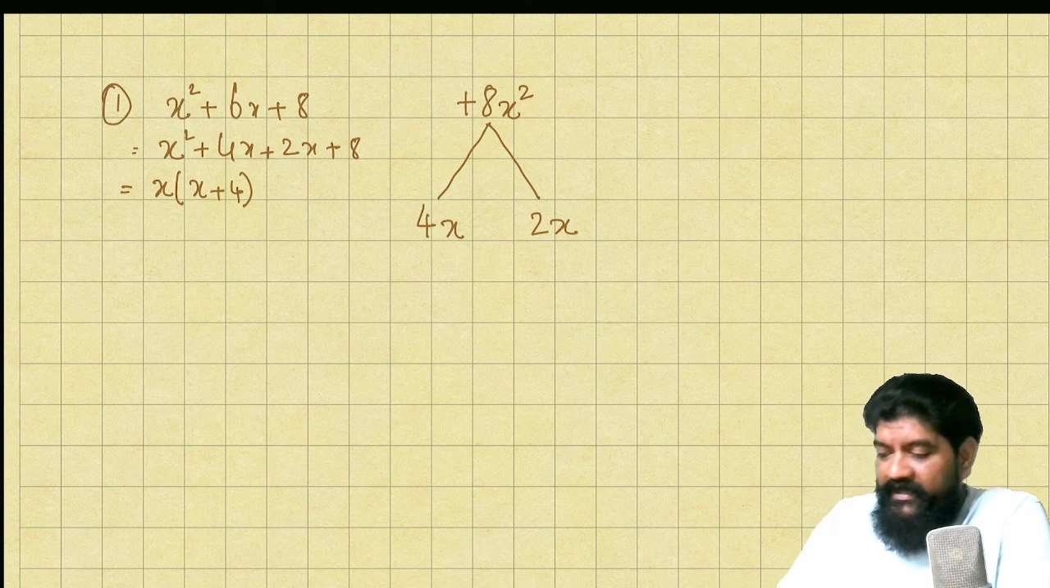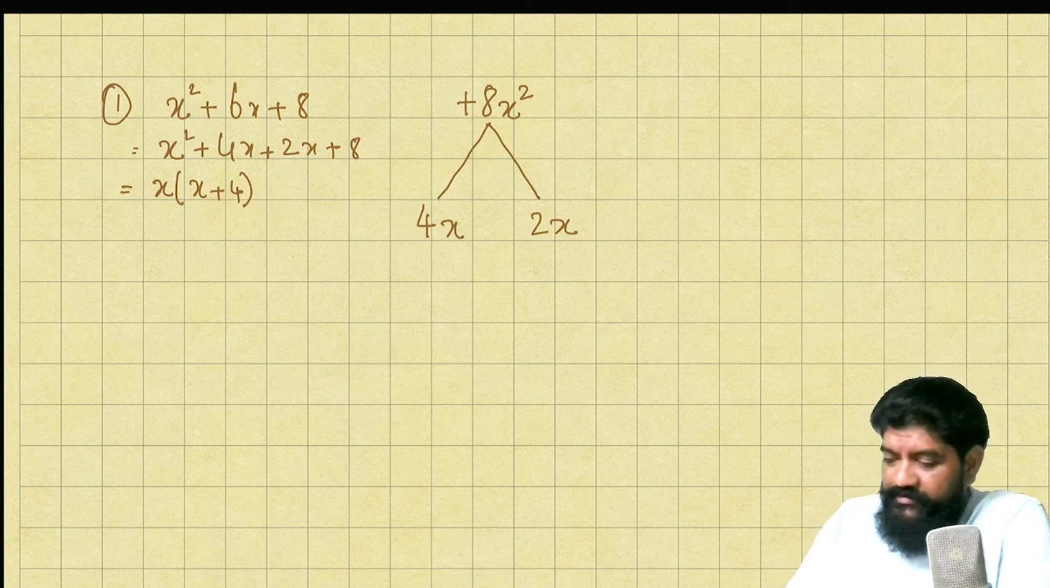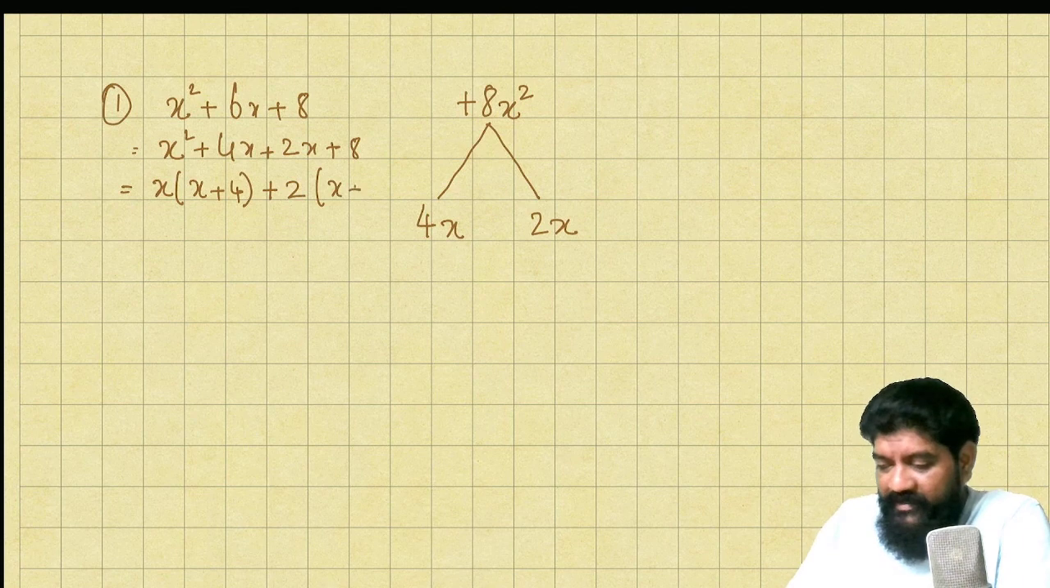And from the next two terms, I see that 2 is a common factor. So I can take a 2 common out. What will I remain with? x plus 4 again.